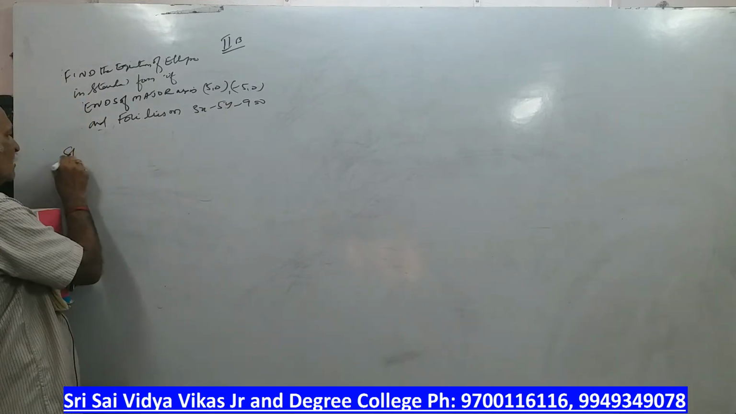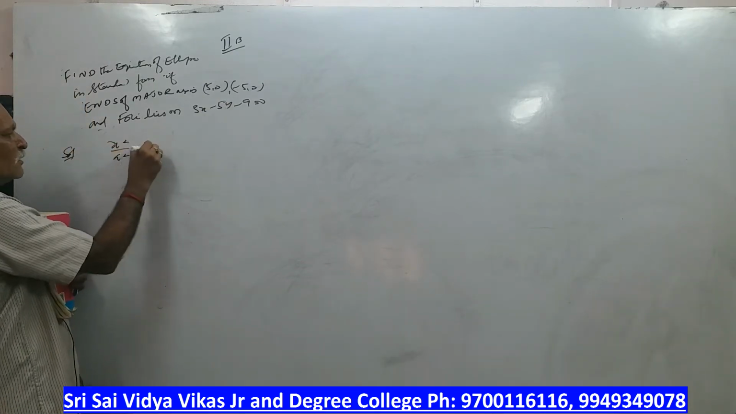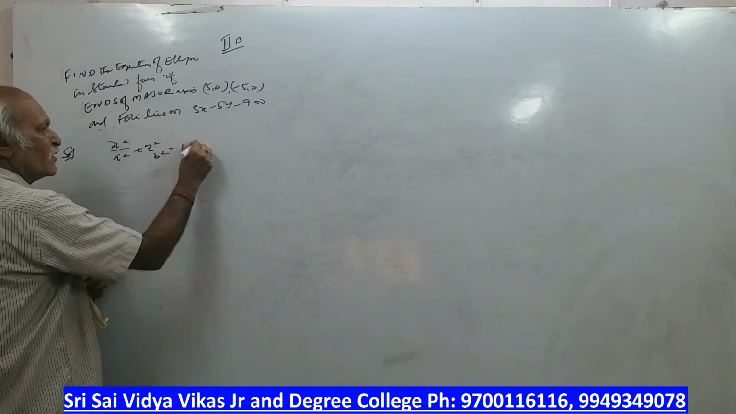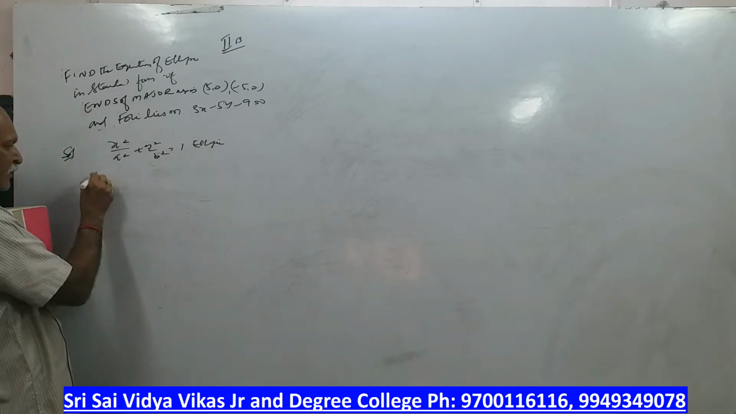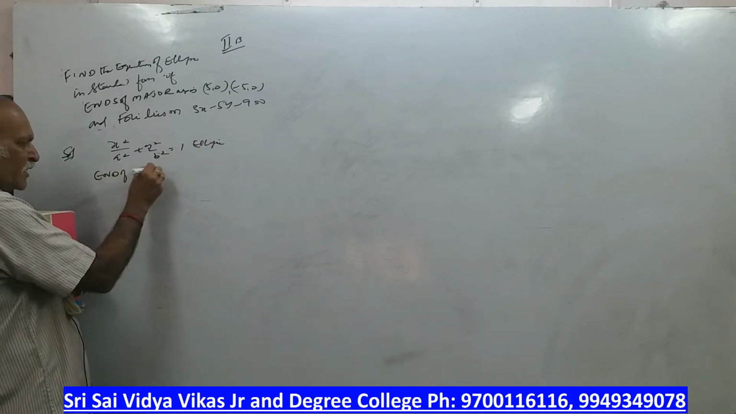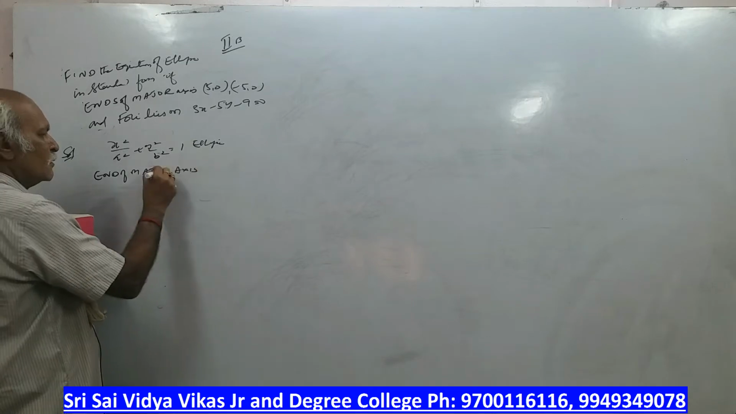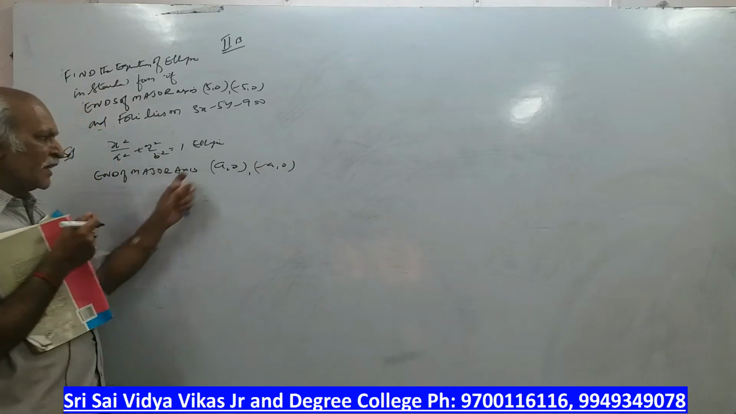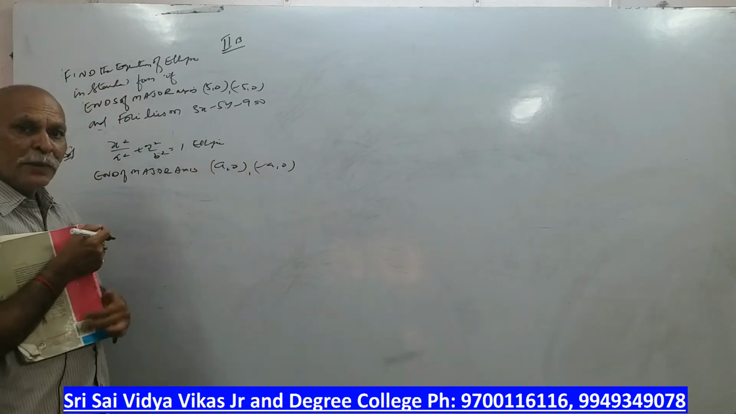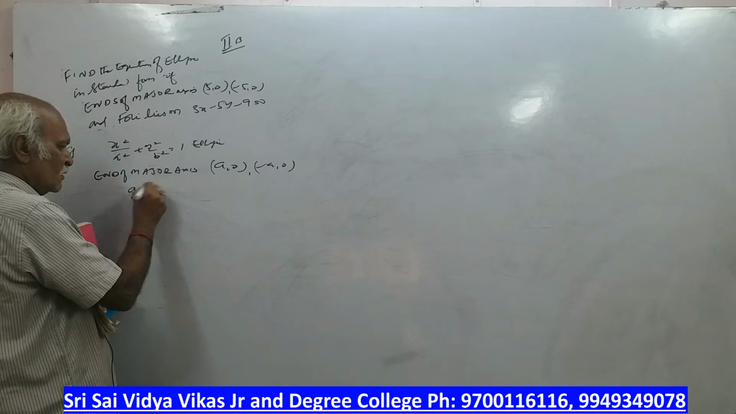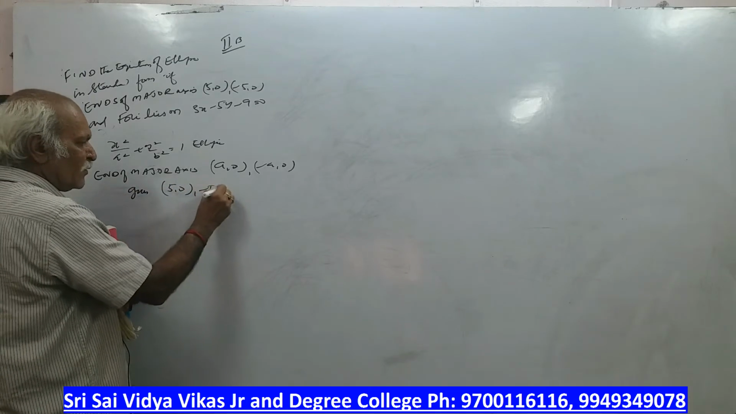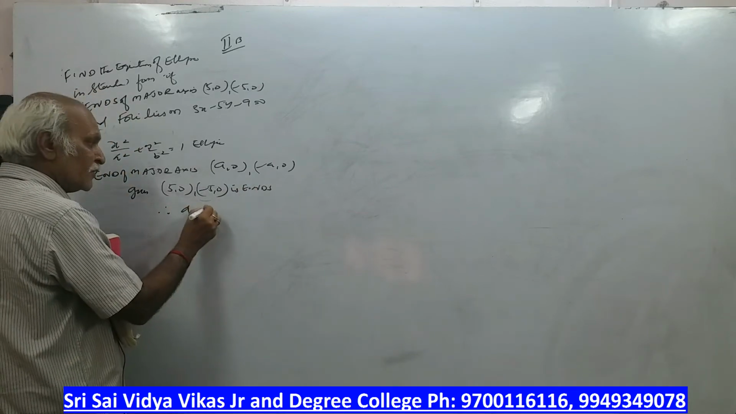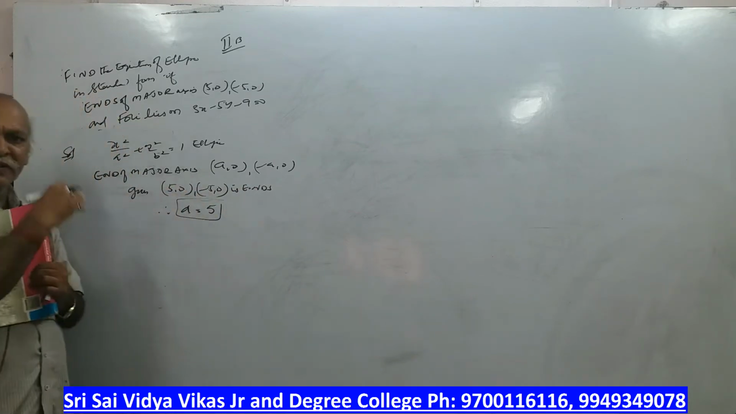Solution. x square by a square plus y square by b square is equal to 1 is the ellipse equation. Ends of the major axis are (a, 0) and (-a, 0). Why? What is the length of the major axis? 2a. Given that (5, 0) and (-5, 0) are the ends, therefore a is equal to 5. Now apply the condition.